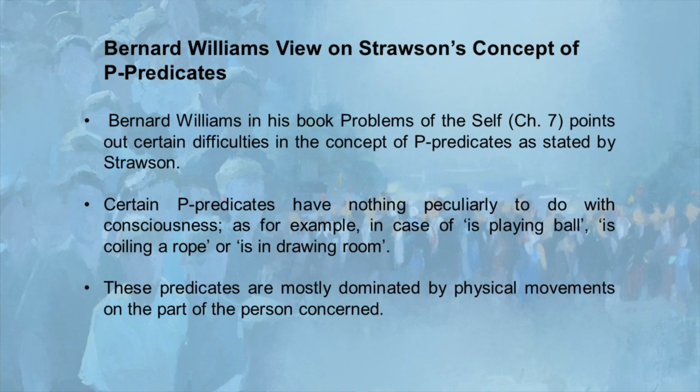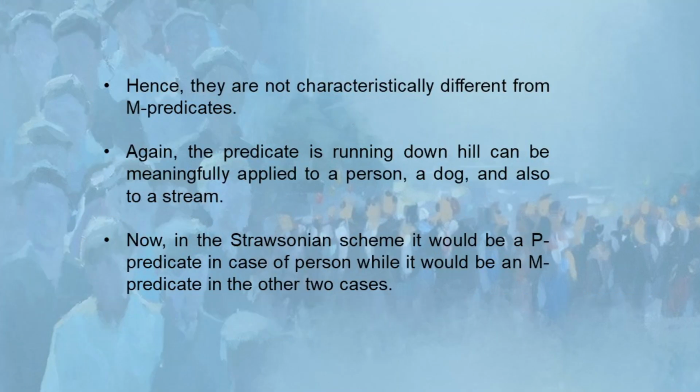We may begin to wonder which corporeal predicates really are M predicates. Now, these predicates are mostly dominated by physical movement on the part of the persons concerned. So far as their characteristics are concerned, we must admit that they are characteristically different from M predicates. Again, the predicate is running downhill can be meaningfully applied to a person, a dog, and also to a stream.